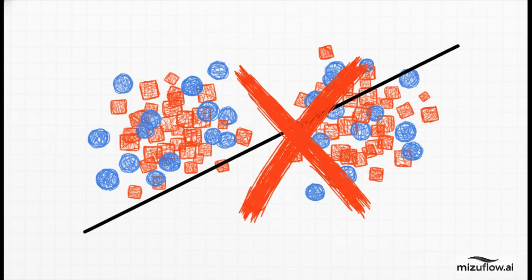Now that all sounds great when the data is perfect. But let's be real, real-world data is almost never that clean. It's messy. So what happens when the groups overlap a little bit? What do you do when you just can't draw a perfect straight line without getting a few points on the wrong side? Our super strict, widest street approach would just fail.